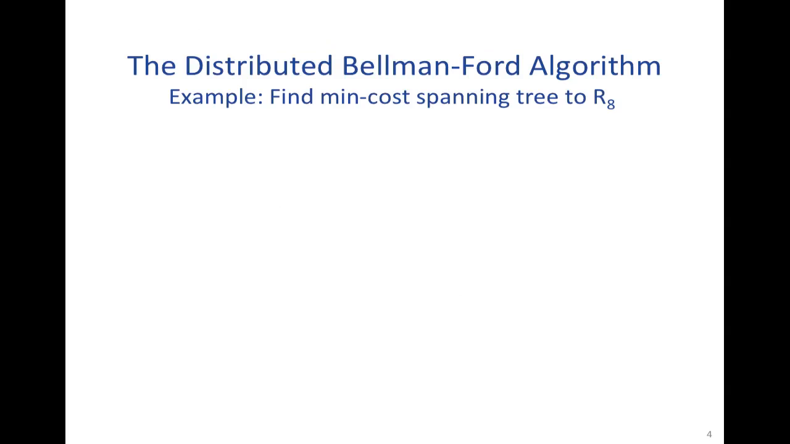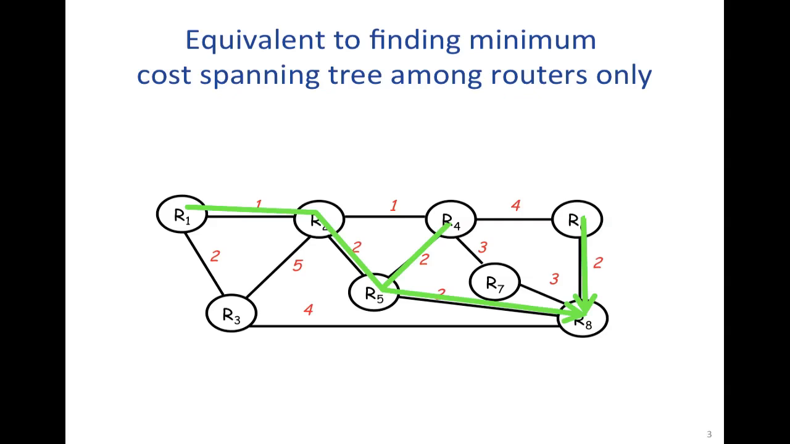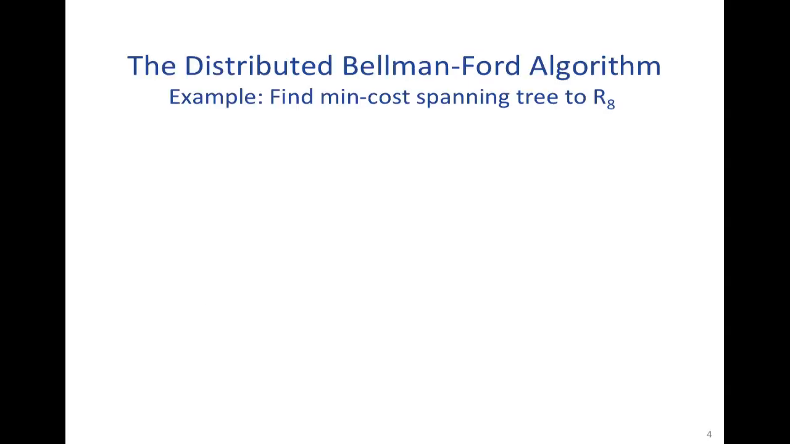So now let's look at the distributed Bellman-Ford algorithm. In this example we're going to use the case of trying to find the minimum cost spanning tree to R8. Just to remind you, in the previous slide, this was the router in the bottom right-hand corner. So this green spanning tree shown here is the minimum cost spanning tree for everybody to reach R8. Remember that in general, all of the routers are going to be building the lowest cost spanning tree to reach all of the other routers. So we're just taking one specific case here of finding that minimum cost spanning tree to R8.